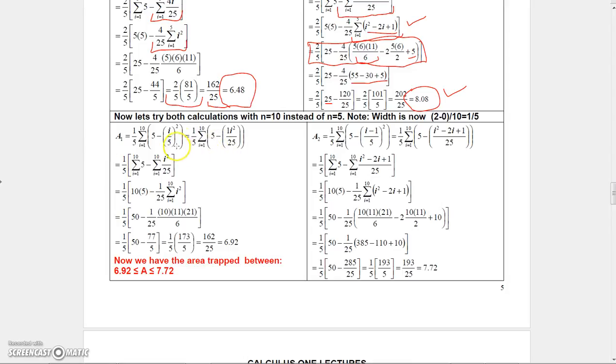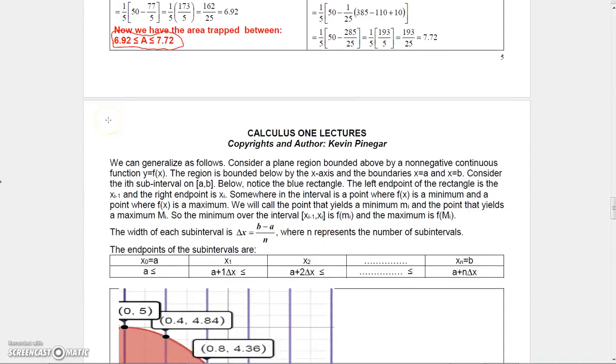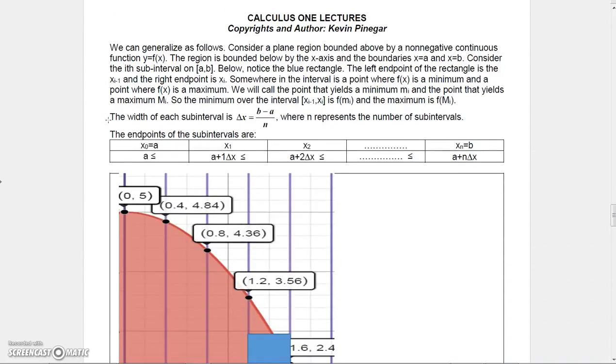But anyway, if you tried the calculations with n equal 10 instead of n equal 5, then the width would be 1/5. And I'll just let you read through these calculations here. But if you let n equal 10, you basically go through the same process, but you're just using a different value of n. Well, now you'll get it to 6.92 to 7.72. So you narrowed the window a little bit. Now, we can generalize this as follows.